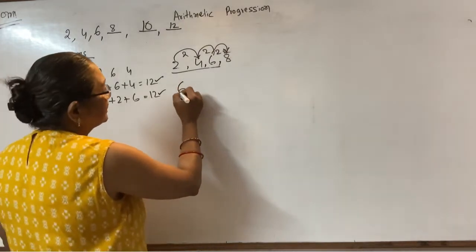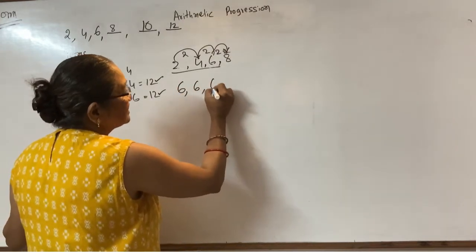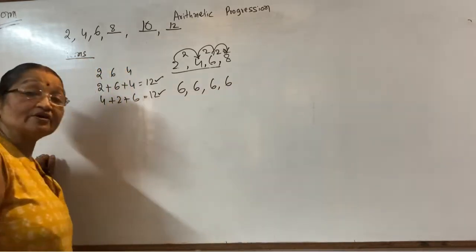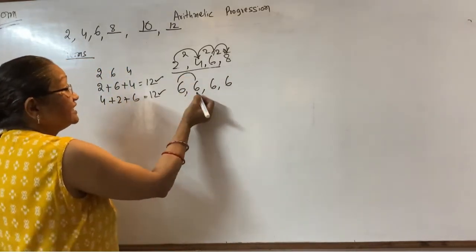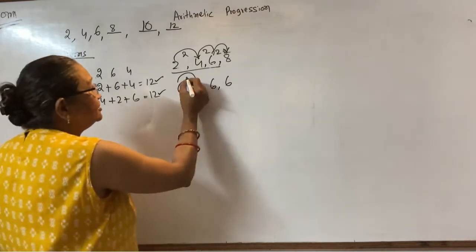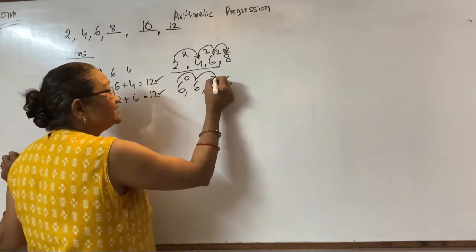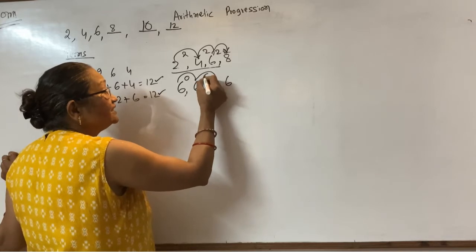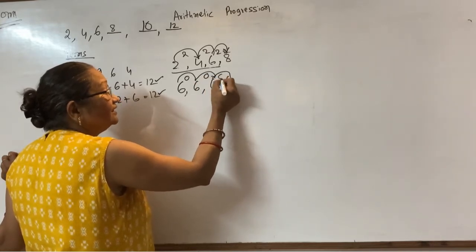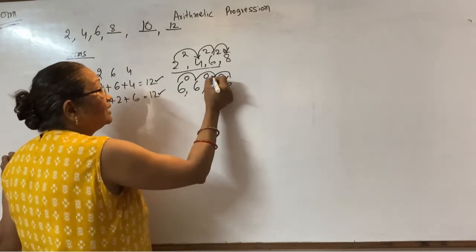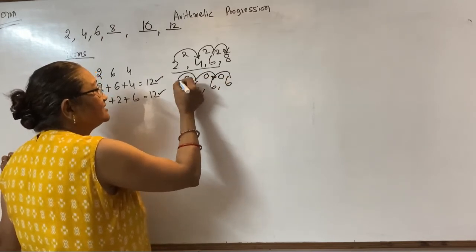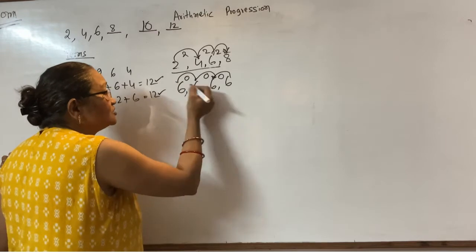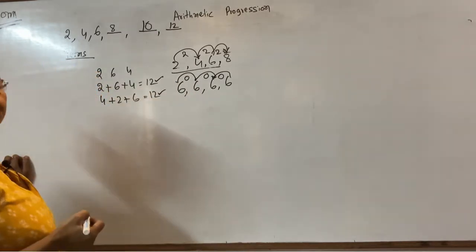Suppose I write 6, 6, 6, 6. This is also an arithmetic progression, because what is the common difference between these? 6 minus 6 is what? 0. Here also 6 minus 6 is what? 0. So the difference from here to here is 0. 6 minus 6 is 0, 6 minus 6 is 0, 6 minus 6 is 0. So we are getting the same.